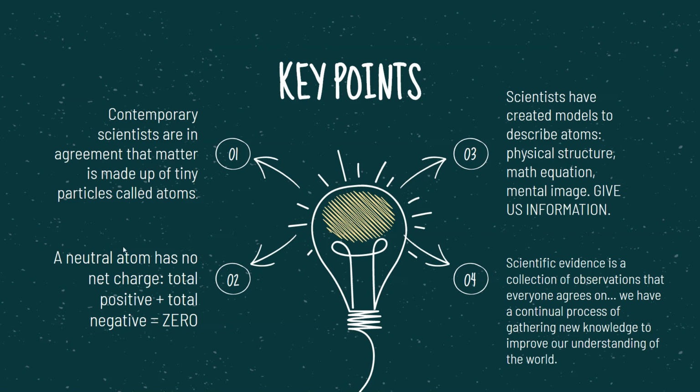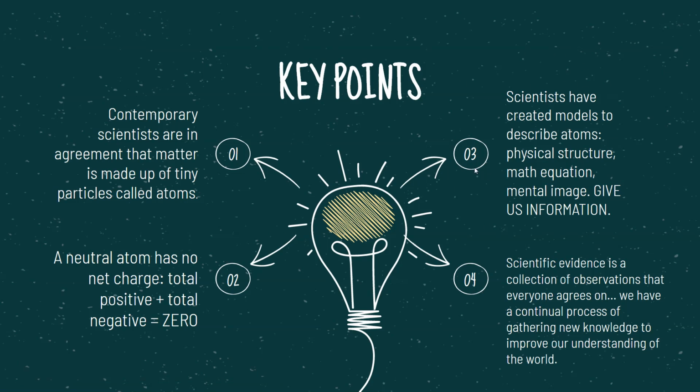Let's look at this second key point here. A neutral atom has no net overall charge. That means the total number of positives, or the total number of protons, and the total number of negatives, or the total number of electrons, add up to give me 0.